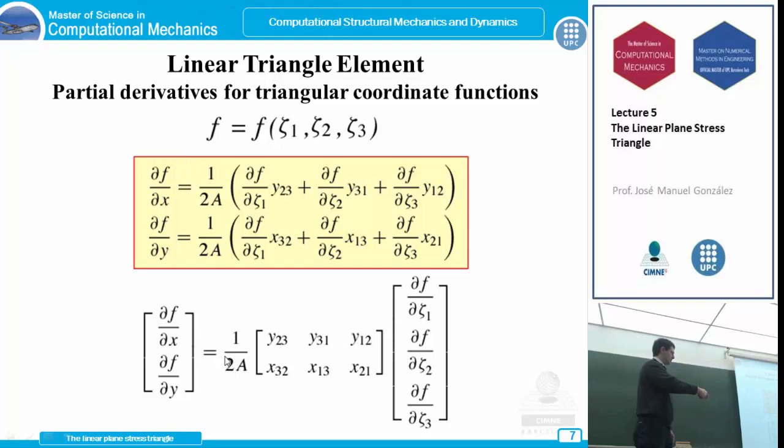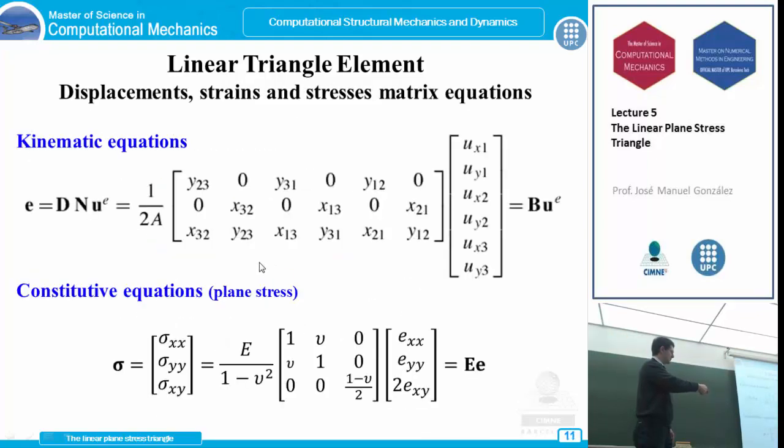Remember that these partial derivatives are constant values because we have linear expressions for the triangular coordinates interpolation. So the derivatives of these shape functions are constant values depending only on the coordinates of the 3 nodes of the triangular element. So the strain expression is this strain-displacement matrix. We know about this matrix, and these 6 nodal values characterize the strain for any point of the triangle. Remember that these are constant values.